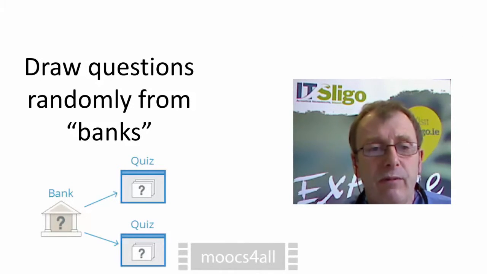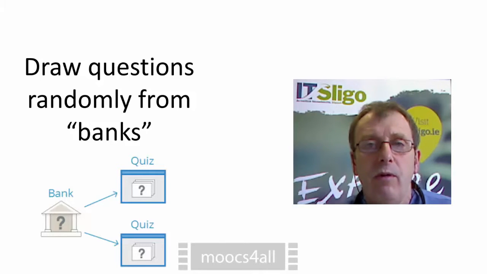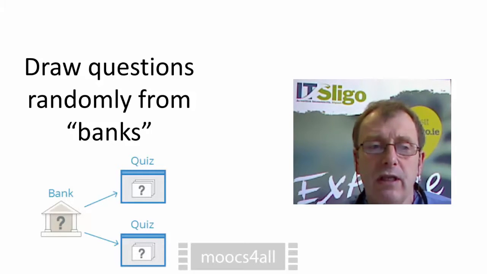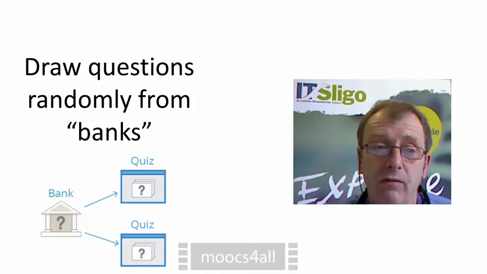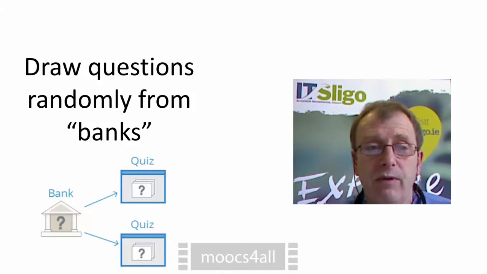If your platform can do this, make more questions than you need and put them in banks of questions. Then each time a student tries the quiz, it will draw questions randomly from the bank of questions, so they won't get the same questions every time. This will tend to force them to go back over the materials to learn it before they try the test again.